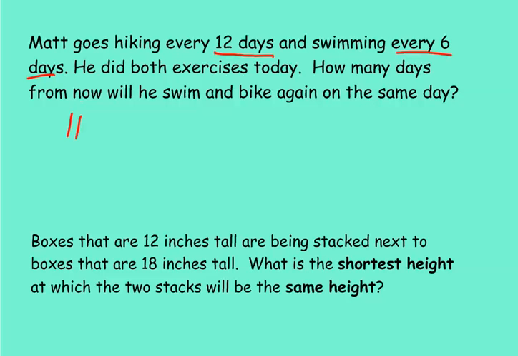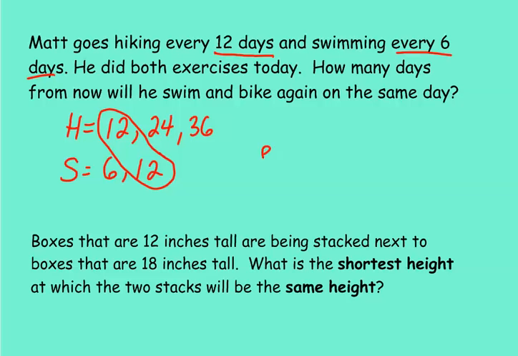So for hiking, he's going hiking on the 12th day. The next day he goes hiking 12 days later would be the 24th day. The next day would be the 36th. So let's kind of stop and see if we've got anything going on here. Swimming. He goes swimming on the 6th day. The next day he would go on the 12th because 6 times 2 is 12. So when again are they going to hike? They're going to hike and swim every 12th day.